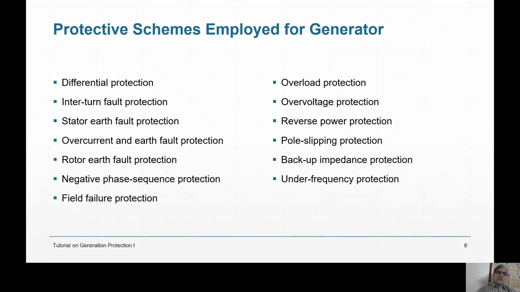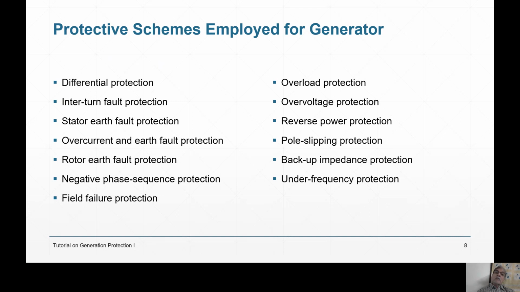Rotor earth fault protection, negative phase sequence protection, field failure protection, overload protection, over voltage protection, reverse power protection. As such, people do not use reverse power protection. Low forward power protection is used. It is not allowed to be reverse also. If forward power is less than 0.5% of the rated power, then the protection will work. Reverse power protection is also there, over and above low forward power.